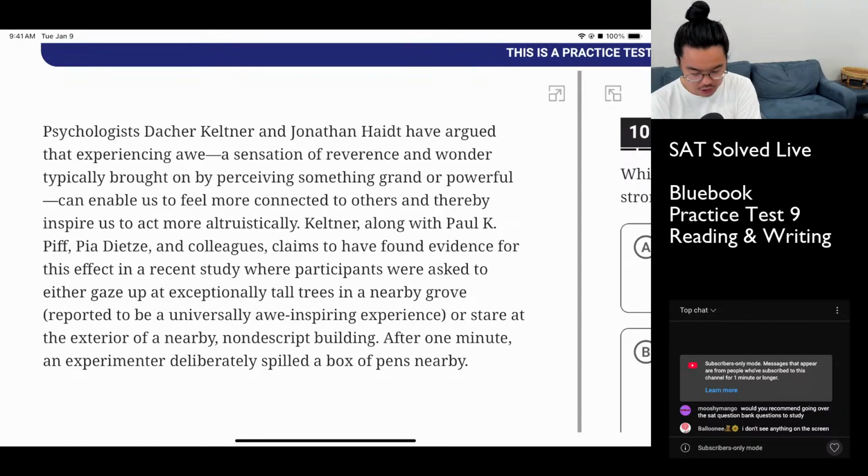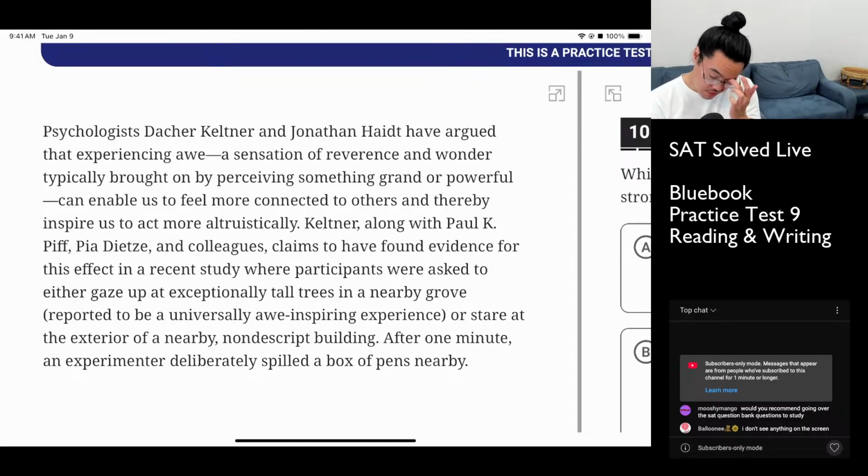Dacher Keltner and J.H. can enable us to feel connection and altruism. D.K. plus other dudes claims, evidence. Tall trees, which is awe. Okay, looking at trees equals awe versus non-trees, which is not awe. Okay, so that's experiment group and control group. And then there's pens, and then we have altruism.